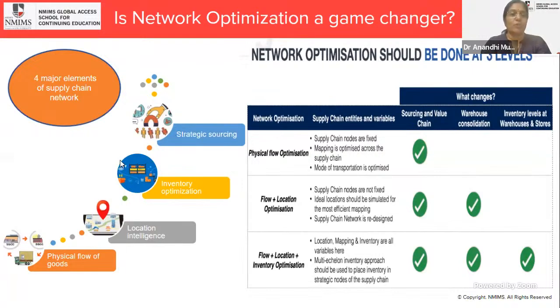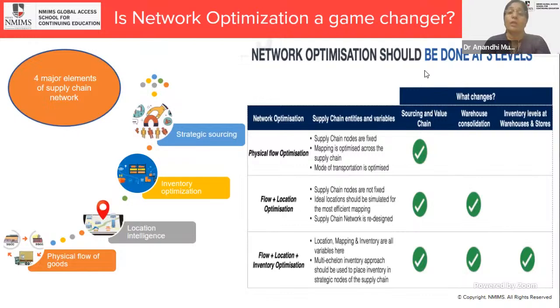The four major elements of supply chain network: the physical flow, where it is the logistics leg, you ensure last mile delivery. The location is where exactly you need to be located as a factory or as a point of sale, and how much inventory you need to hold, and how strategic your sourcing activity has to be planned. So these are very, very crucial aspects for your optimization activity on the whole. So what will change? So this can be your network optimization.